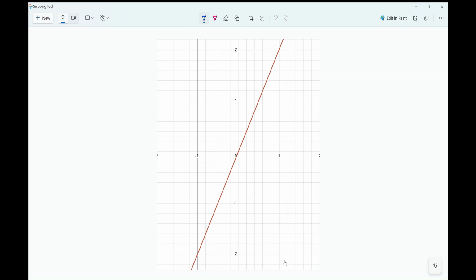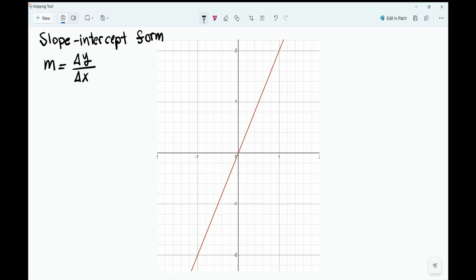Now let's talk about where the slope-intercept form comes from. Remember that slope is the change in y over the change in x. In other words, how does y get affected as x changes? Let's look at this line, for example.